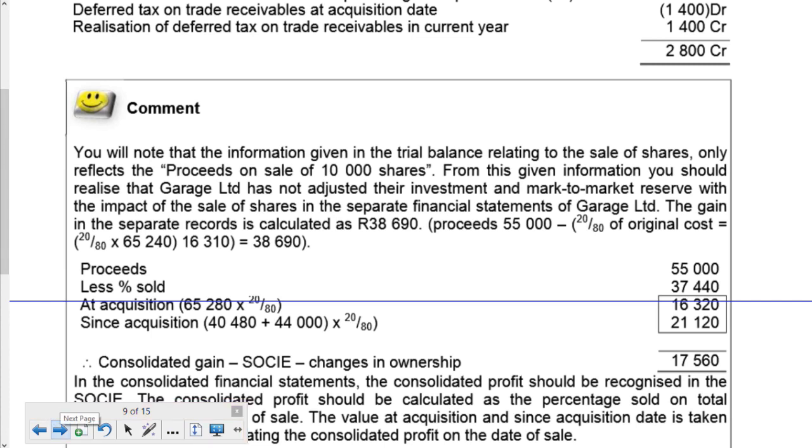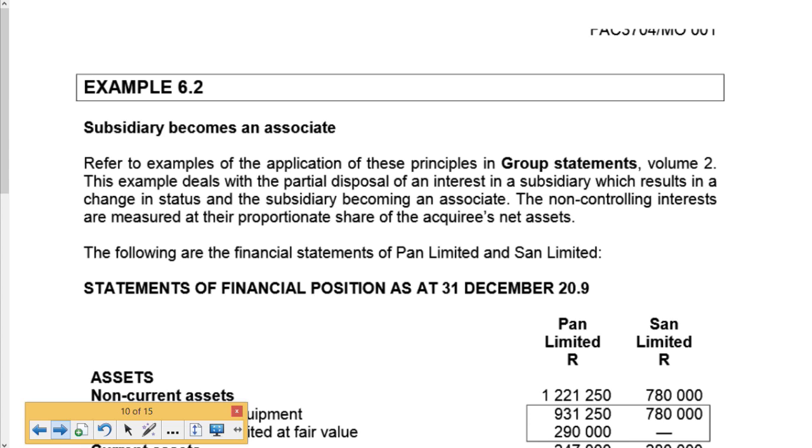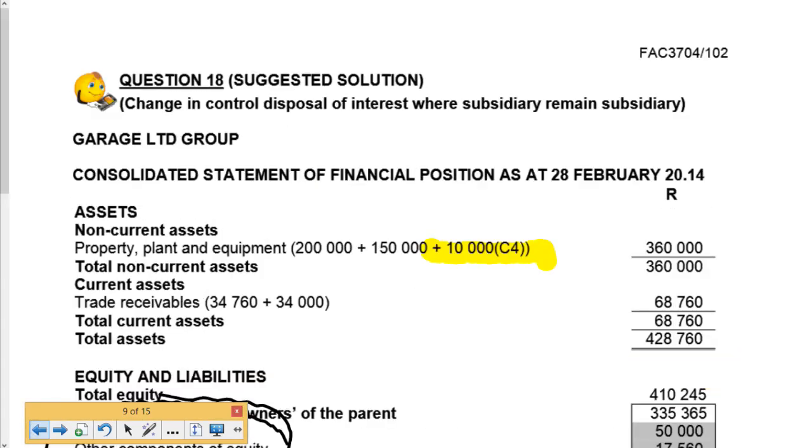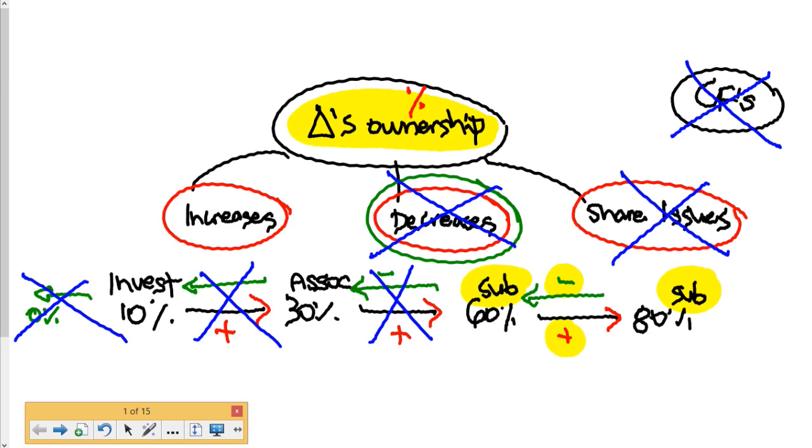Okay. All right, so then the other thing that I wanted to do today was this example 6.2, which is when the subsidiary becomes an associate. When we do disposals, if I just go back to the very beginning, when we do disposals or decreases in ownership, there are actually 4 calculations that you need to do. It's quite a complicated thing. So you'll be learning to do them when you get to honours.